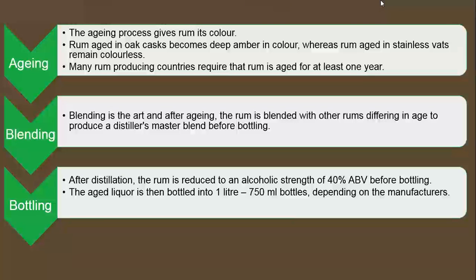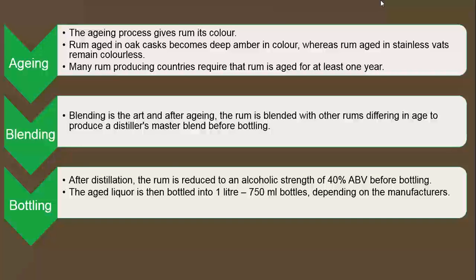Blending is the art, and after aging, the rum is blended with other rums differing in age to produce a distiller's master blend before bottling. Rum often blends together batches of various ages, and the youngest aged rum is what appears on the label of the bottle.